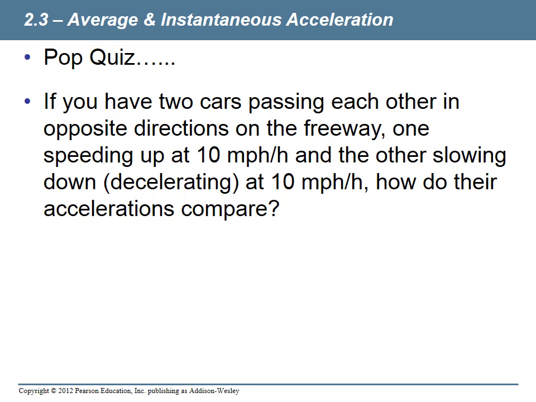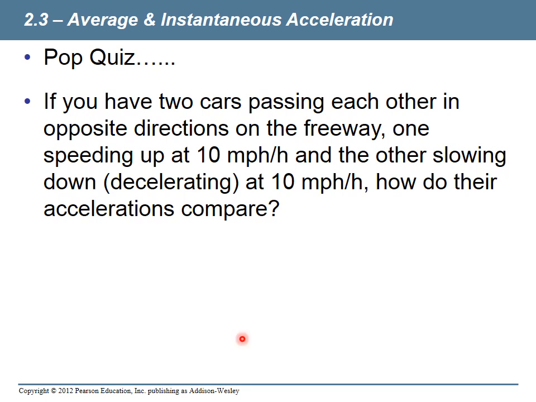Okay, let's have a little pop quiz on average and instantaneous acceleration now. If you have 2 cars passing each other in opposite directions on the freeway, so maybe one's going north, one's going south, one of them is speeding up at 10 miles per hour. Say the one going north is speeding up at 10 miles per hour every hour. And the other one is slowing down, or decelerating, at 10 miles per hour. How do their accelerations compare?